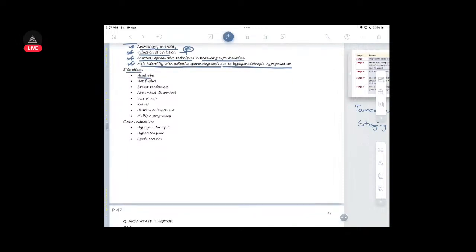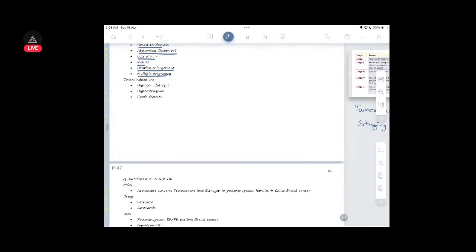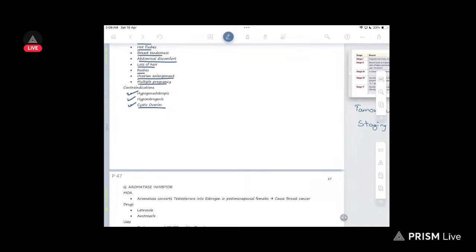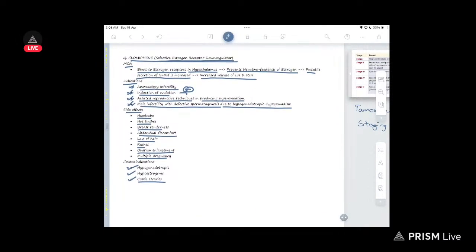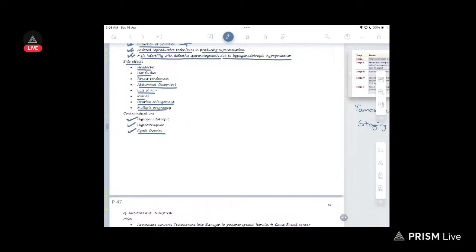Side effects: you have headache, hot flushes, breast tenderness, abdominal discomfort, loss of hair, rashes, ovarian enlargement, and multiple pregnancy. Contraindications are hypogonadotropic hypogonadism, hyperestrogenic states, and cystic ovaries. Hypogonadism is a decreased development of gonads. If there is decreased estrogen you do not provide it, and if there are cystic ovaries, you do not provide it.